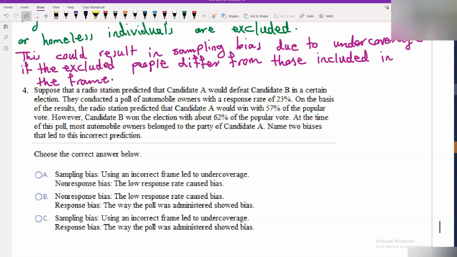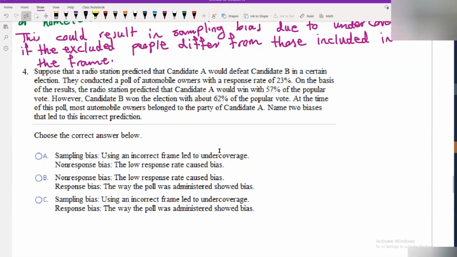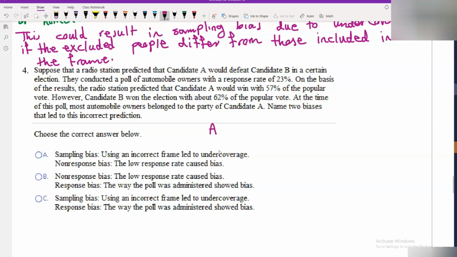Most automobile owners belong to candidate A, not B. So why did we have, for A, 57%, and for B, 62%? We expect to have candidate B, not A, but we have this one.